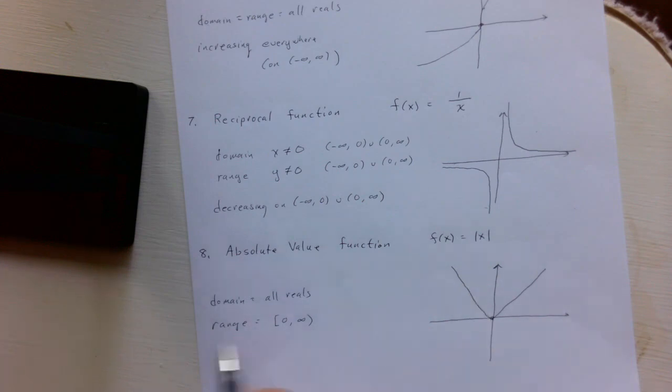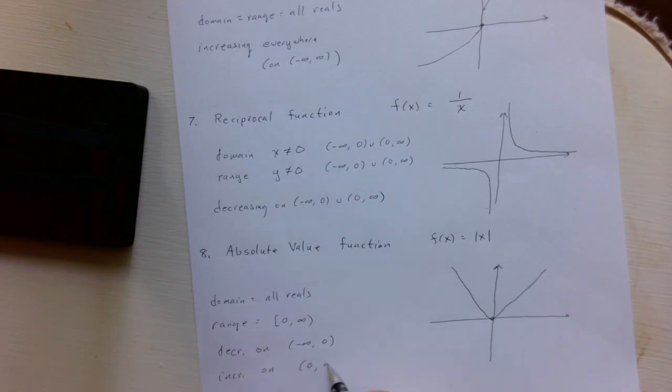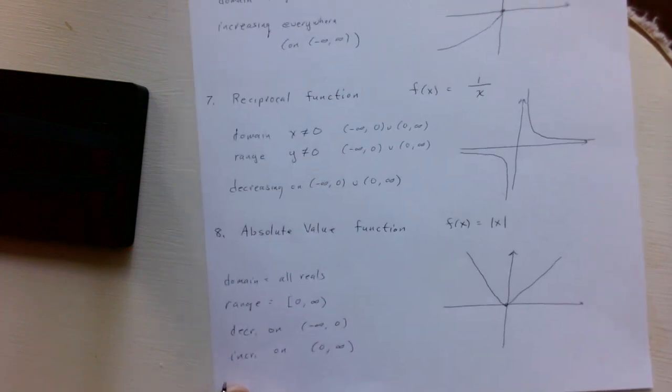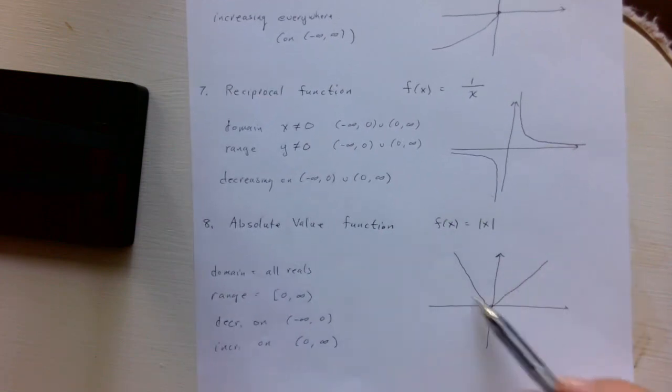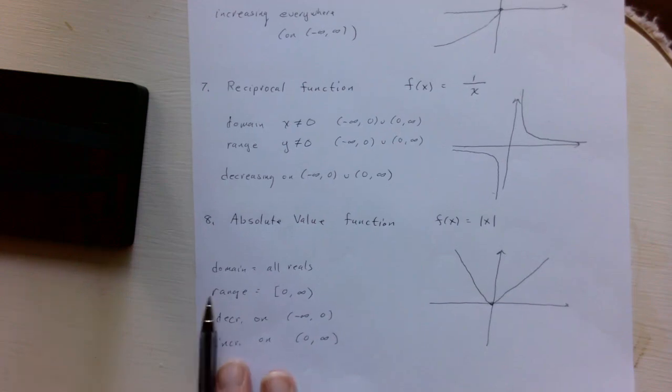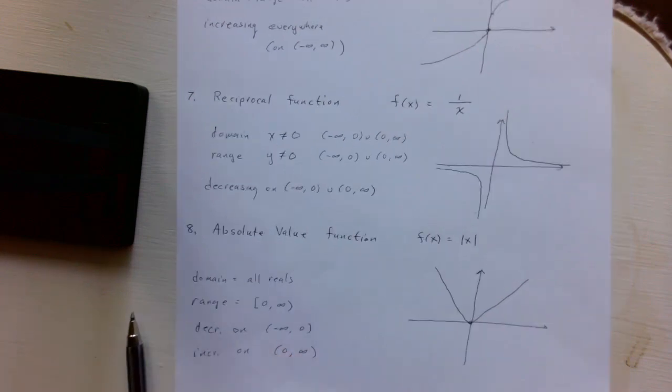And we can see it's decreasing on negative infinity to 0, and it's increasing on 0 to infinity. This graph is actually two lines intersecting at the origin at a right angle, and we'll pick up on that in the next video. So these are the 8 functions you should be able to graph automatically, at least without using a calculator and without plotting any points. And you'll see they're pretty fundamental.